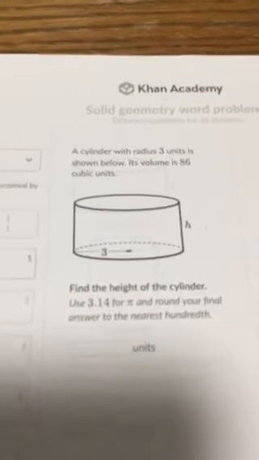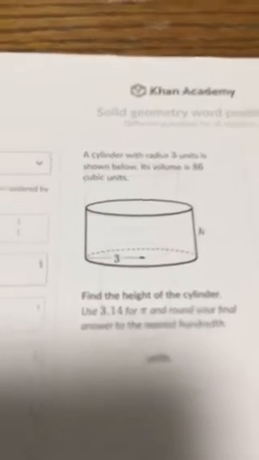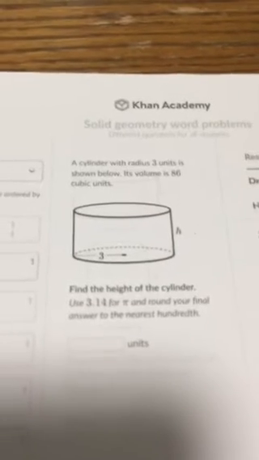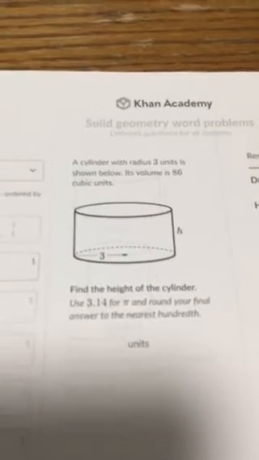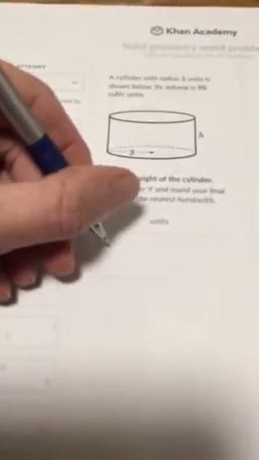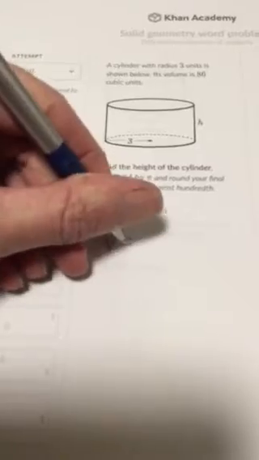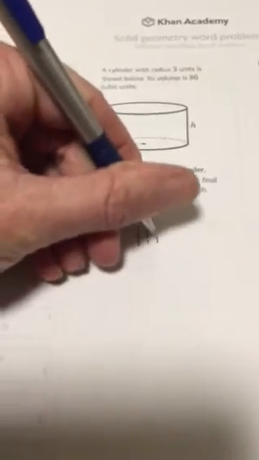So the problem says, a cylinder with radius 3 units is shown below. The volume is 86 cubic units. Find the height of the cylinder. If you use your formula page that I posted, you'll know that the volume of the cylinder, V, equals pi r squared h.